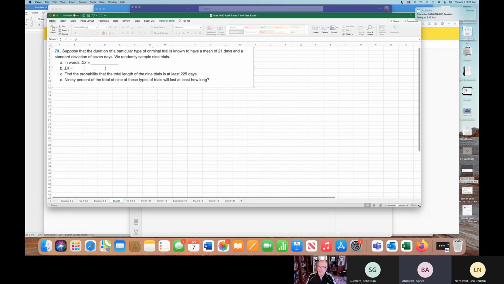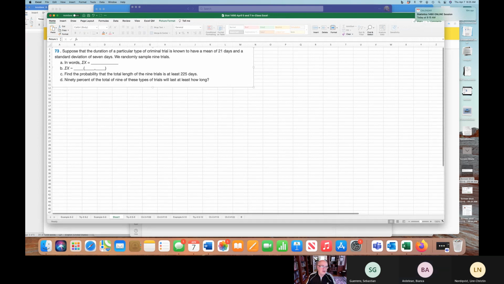All right. You had asked for the assigned problem for D, E, and F, or whatever it was. It's the same as these two. So suppose that the duration of a particular criminal trial is known to have a mean of 21 days and a standard deviation of 7 days. We randomly sample 9 trials. So in words, what is the sum of X?